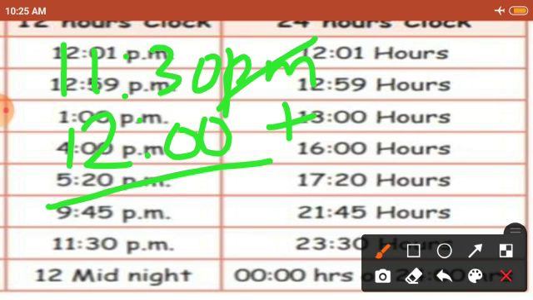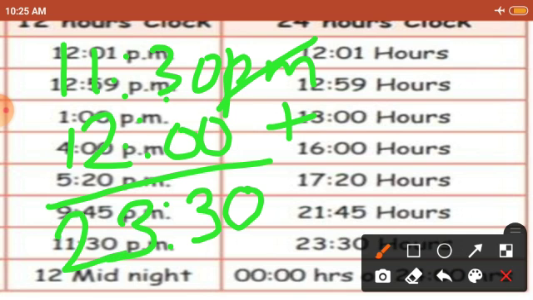Now, add both of this. 0 plus 0, you will get 0. And 3 plus 0, you will get 3. And here the colon symbol will come. Next, 1 plus 2, you will get 3. Next, 1 plus 1, you will get 2. So, now what you got? 23 hours. 23:30 hours.